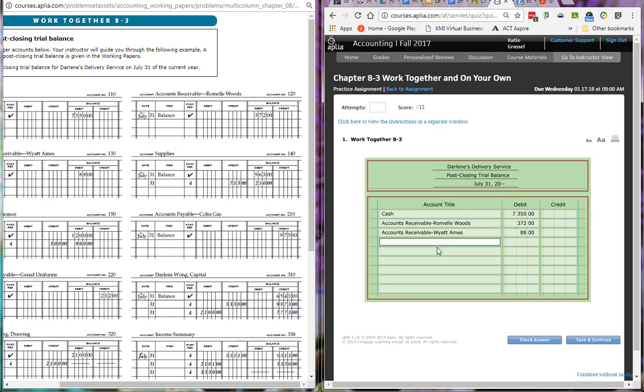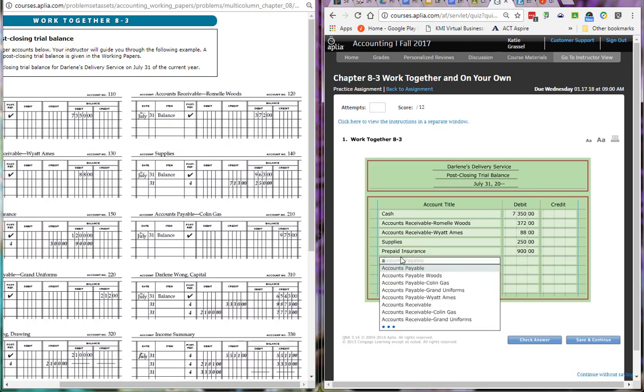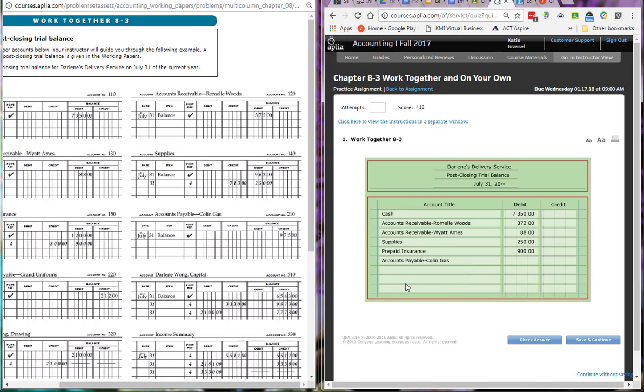My fourth asset account is supplies. Supplies has a balance of $250. Prepaid insurance has a debit balance of $900. Then I go to accounts payable, Colin Gas. Now accounts payable, Colin Gas has a credit balance of $975. Make sure you list it on the credit column side, not the debit column side.